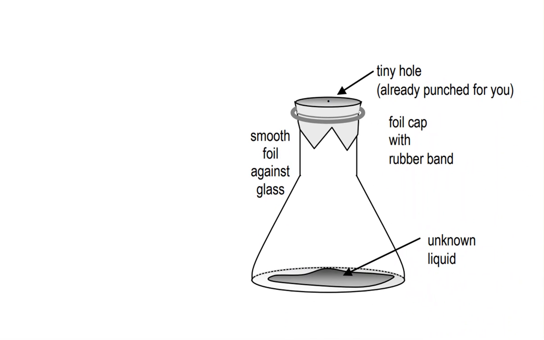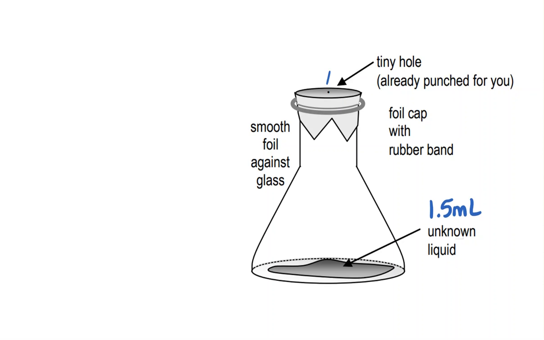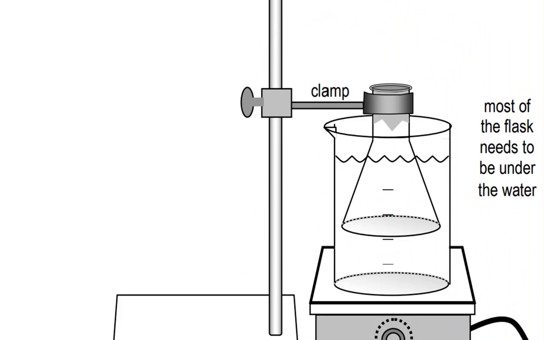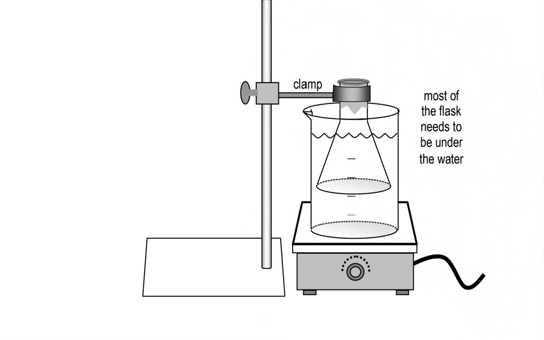Okay, after we weigh our flask, we're going to put some unknown liquid in there. We're going to put in 1.5 milliliters of this unknown volatile liquid, and we're going to cover it with a piece of foil that has a little hole in it to let out extra gas. It's held on by a rubber band. We're going to dunk that down into boiling water, and we're going to let it heat in this boiling water for 10 minutes.